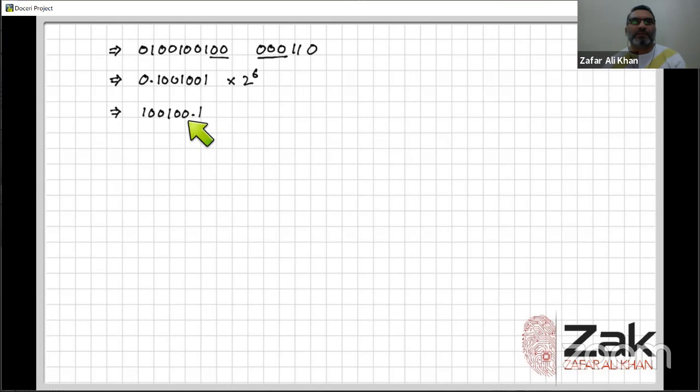All right, so this is 1, 2, 4, 8, 16, 32. So 32 plus 4, this is 36, and this is the point over here, so this is 0.5. So this has become 36.5, positive. Why positive? Because the original number had a 0 at the start.